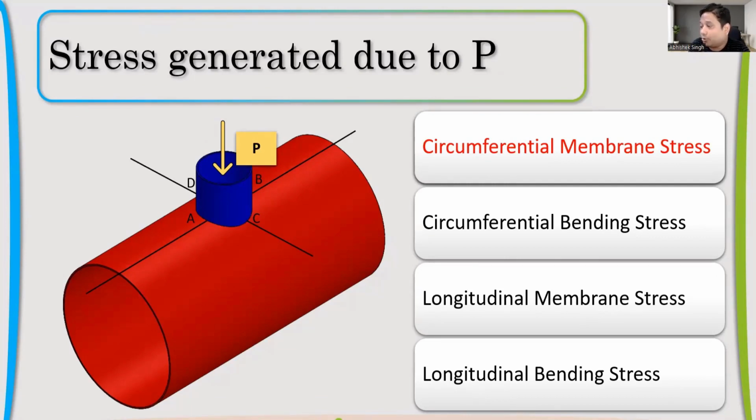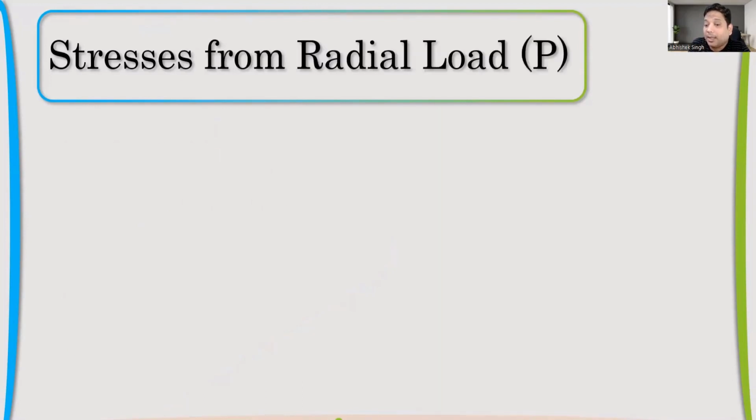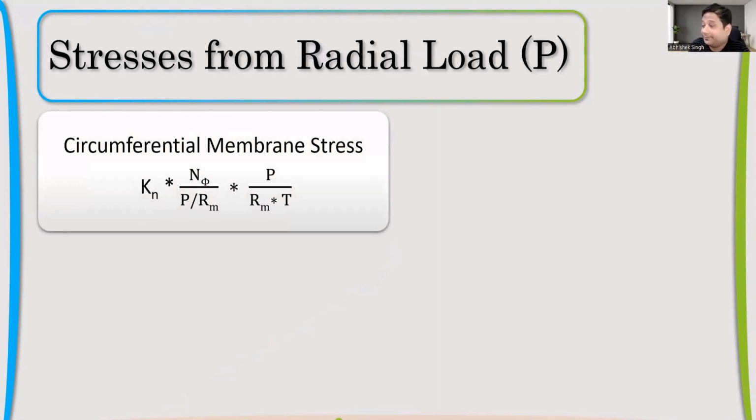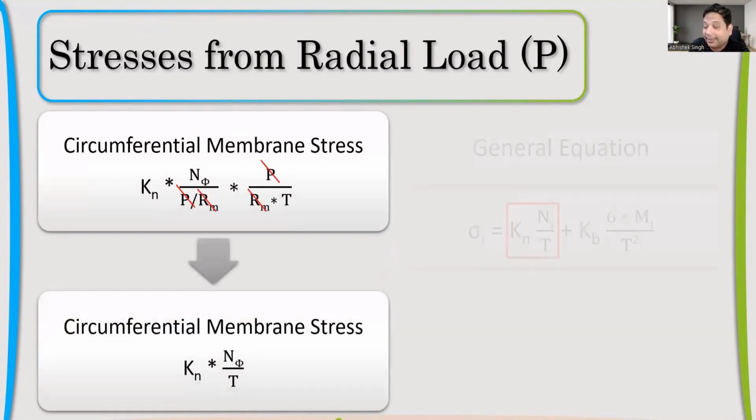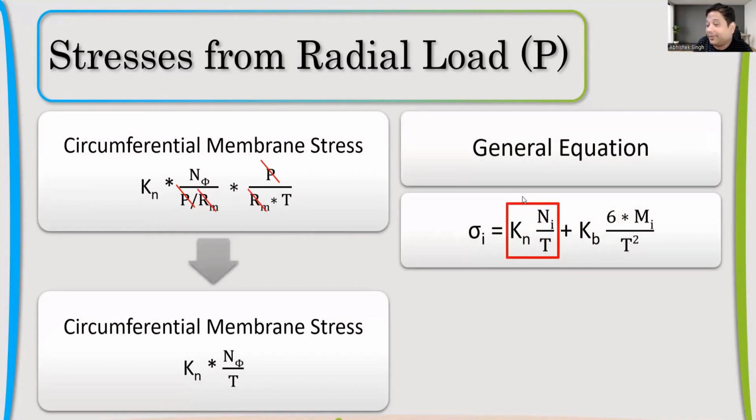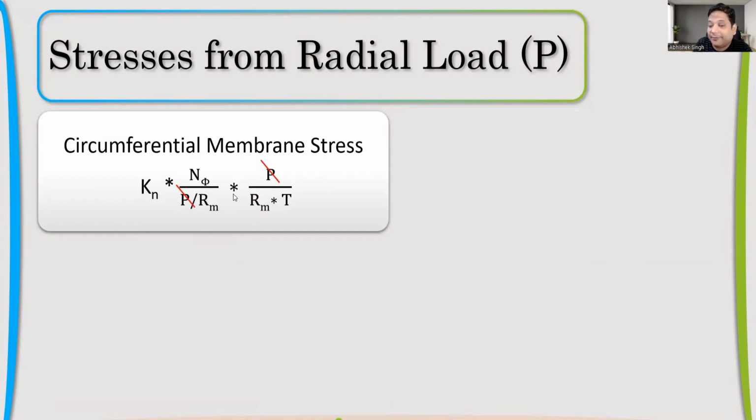How will I approach this? What will be my approach because of this circumferential membrane stress? We have already seen one formula, actually this one, the second one, Ni by T 6 Mi by T square. Now if you see the left hand side formula, it is derived from the same formula.